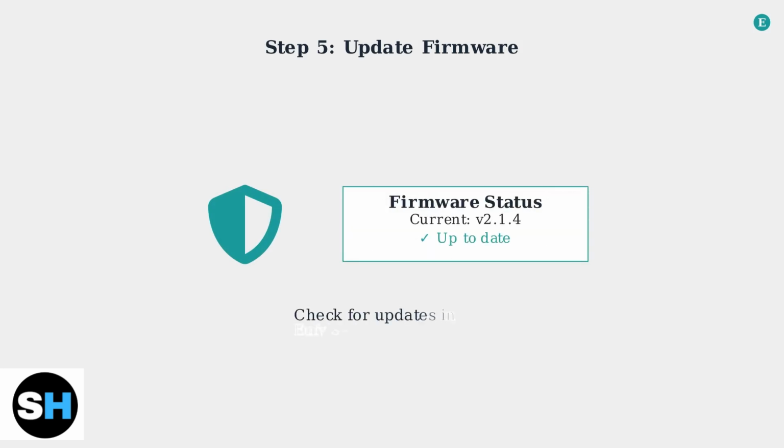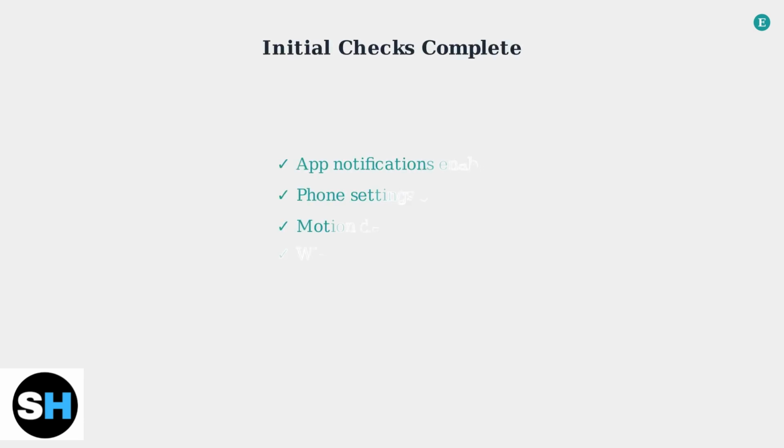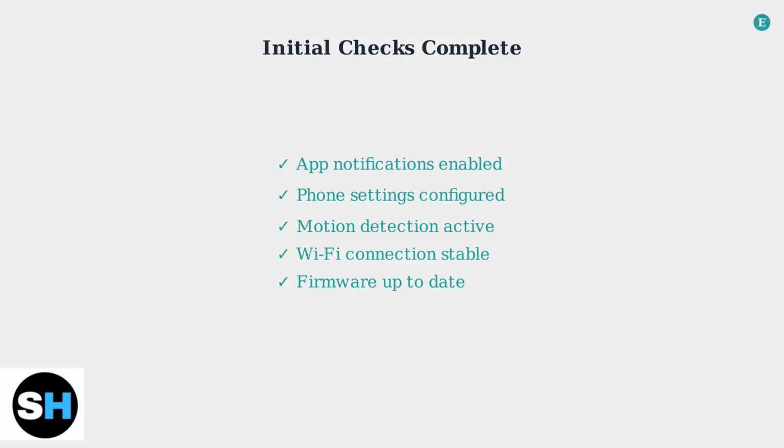Finally, confirm that your Eufy device's firmware is up to date. Outdated firmware can cause notification problems and other issues. These initial checks should resolve most Eufy notification issues. If problems persist, you may need to try more advanced troubleshooting steps.